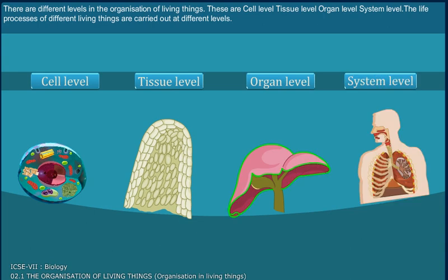There are different levels in the organization of living things. These are: 1. Cell level, 2. Tissue level, 3. Organ level, and 4th is system level. The life processes of different living things are carried out at different levels.